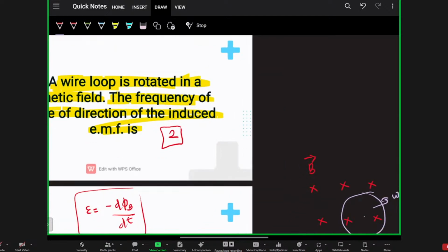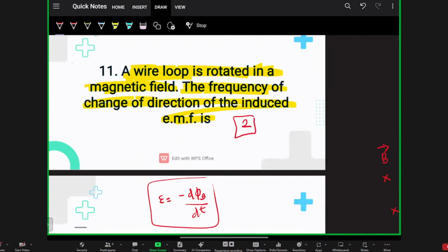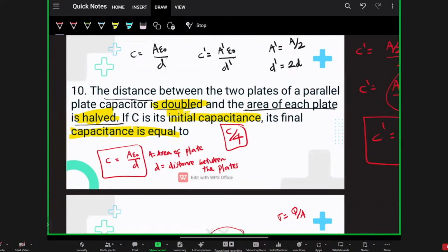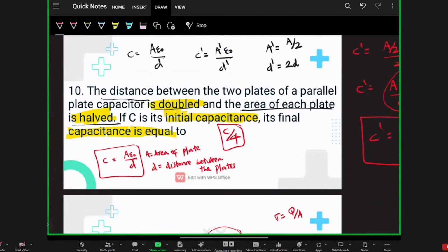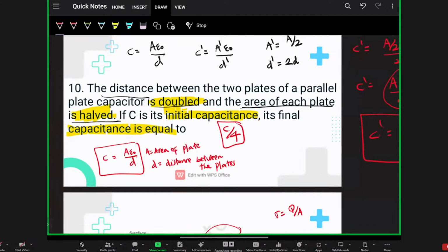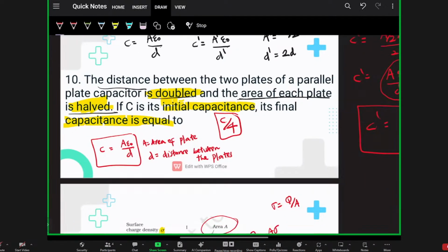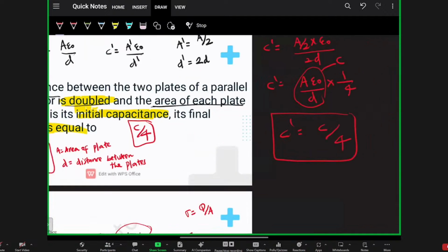These questions are like series questions. The formula of capacitance is A epsilon naught divided by D. If you know the formula, the question is a piece of cake. We just have area halved and distance doubled. So just using this equation, we can solve this question. So never underestimate physics if you know all the equations and their applications.